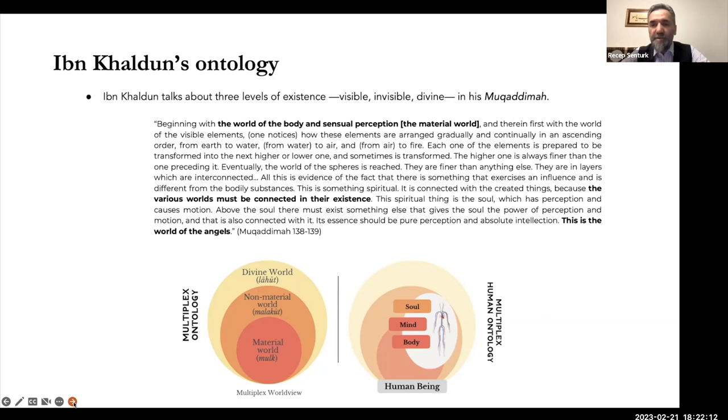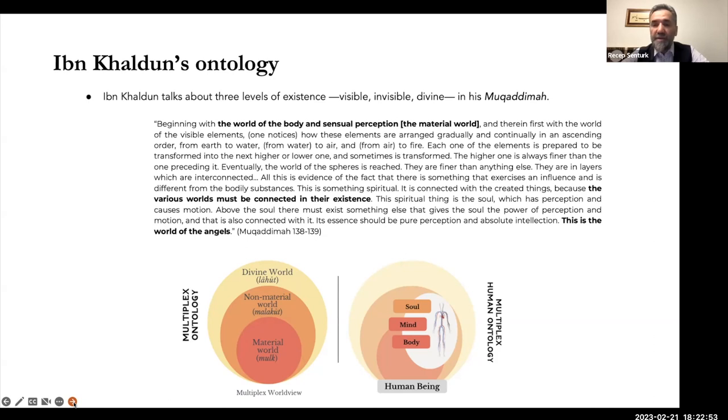Each of these elements is prepared to be transformed into the next higher or lower one, and sometimes is transformed. The higher one is always finer than the one preceding it. Eventually, the world of the spheres is reached. They are finer than anything else. They are in layers which are interconnected. So all these layers are interconnected to each other. They are not separated, isolated from each other. And this is evidence of the fact that there is something that exercises an influence and is different from the bodily substances. This is something spiritual.